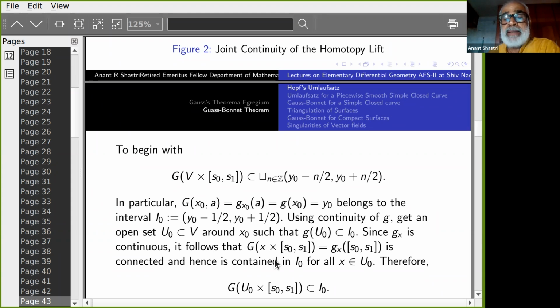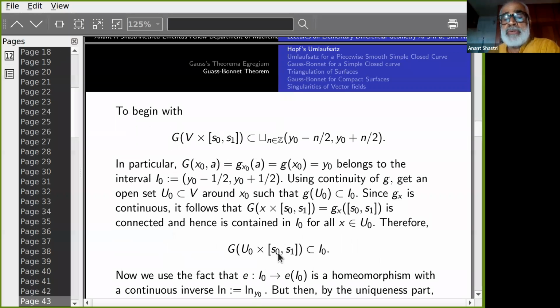Therefore, this entire thing will be contained inside this I naught. So this is true for all x naught, all x inside U naught, because U naught has been chosen such that g of U naught is inside the same interval. That is why I cannot take the whole of V, but I have to take a smaller neighborhood. This can be ensured by the continuity of g itself to begin with. Okay, so therefore we have g of U naught cross S1, S0, S1 is contained in I naught.